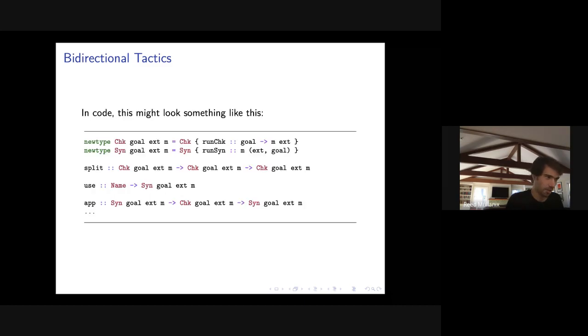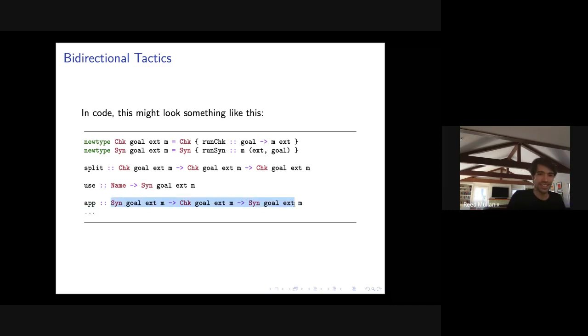So how does this look in code? Well, the formulation I have now is something that looks like this. A check tactic is one that takes in a goal and can do some effects or whatever, and produces an extract. And the synthesized tactics are those that produce both the goal and the extract at the same time. So split, as alluded to before, takes two check tactics, one for each side of the pair, and produces a check tactic. Use, which is the variable tactic, takes in a name, and then produces a syn tactic, because it already knows its type. You just look it up in the context, right? There's no real checking involved there.